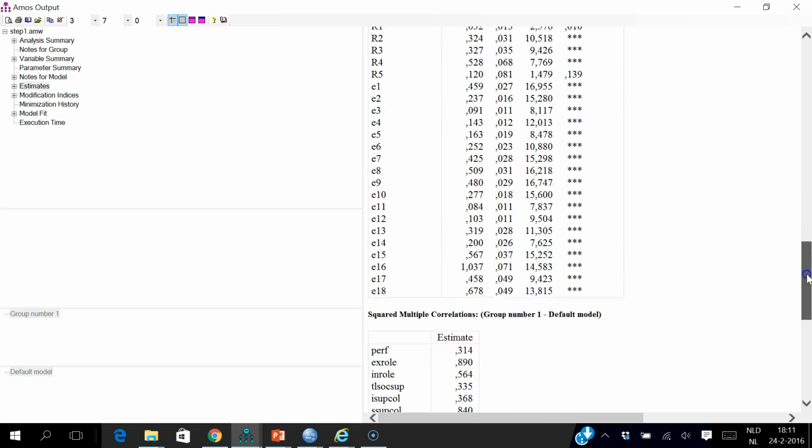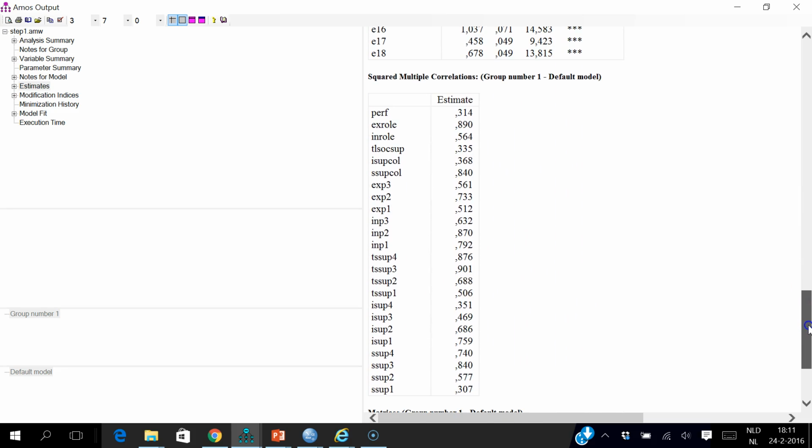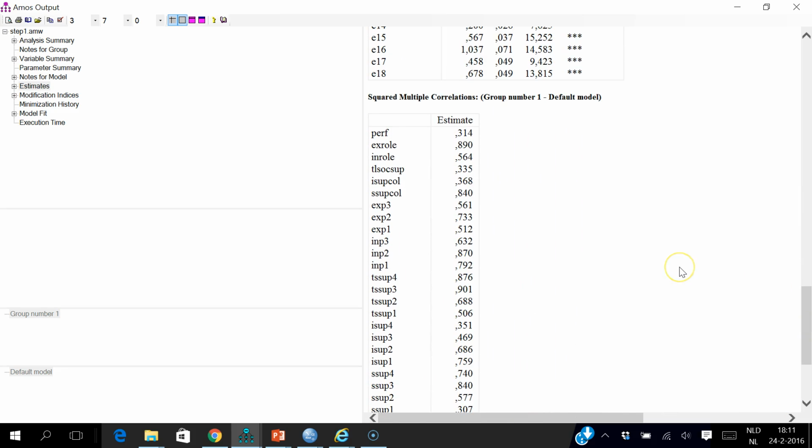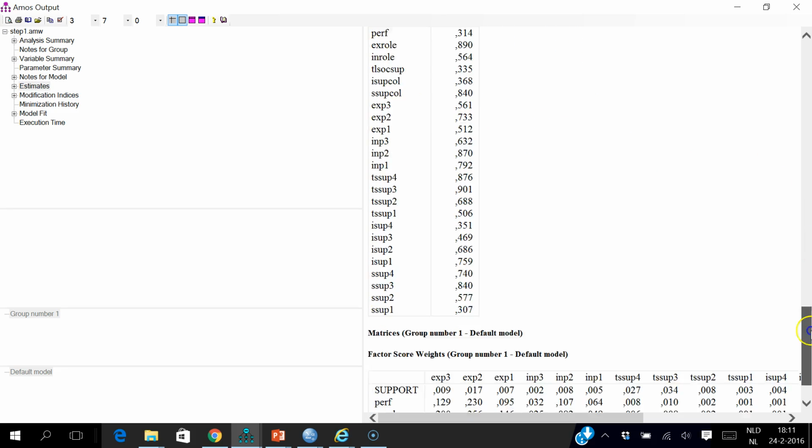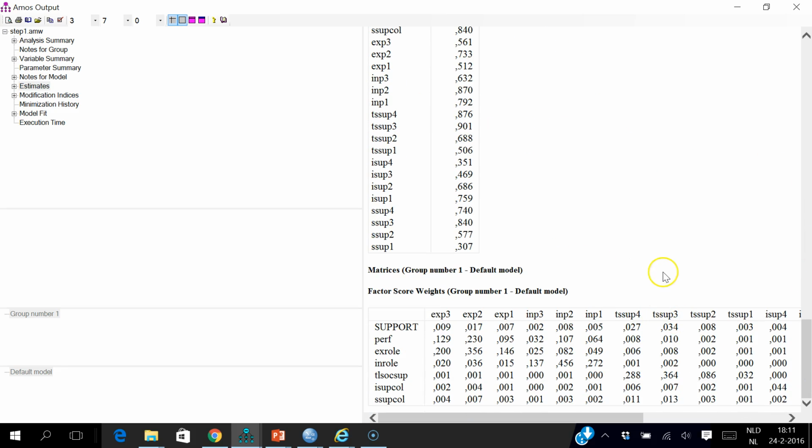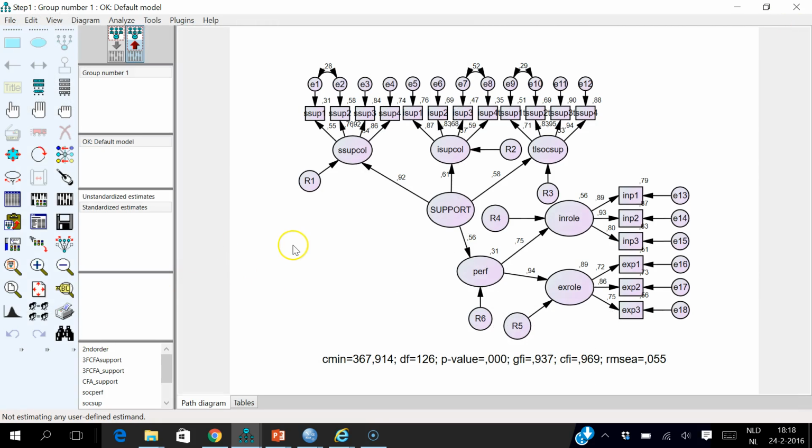And okay, you can look at squared multiple correlations. So you see here that 31% of the variance is explained in performance, which is actually just the square of the standardized coefficient. So we ended here. And it's important to remember that this is the first step in mediation.